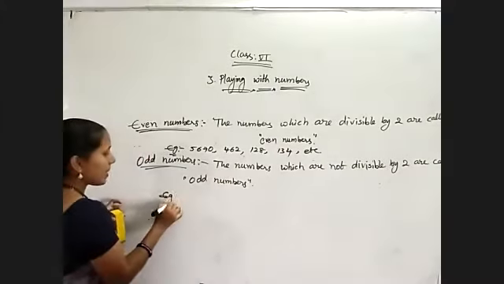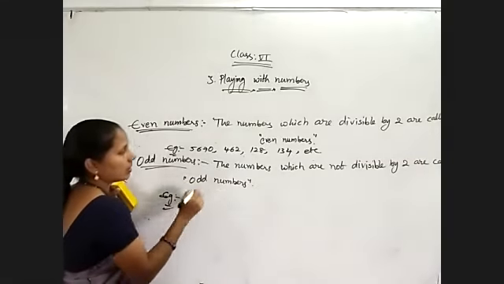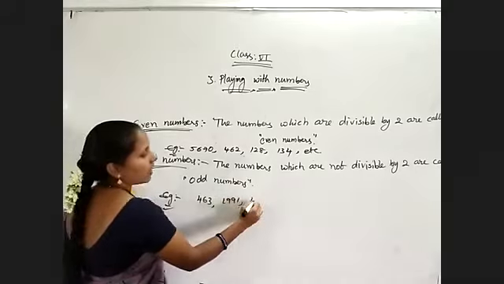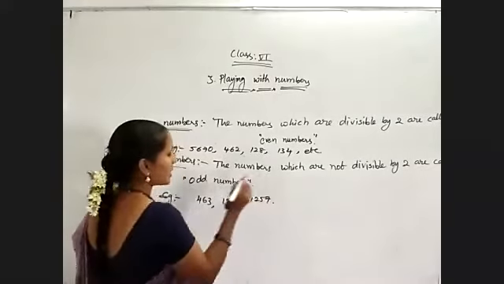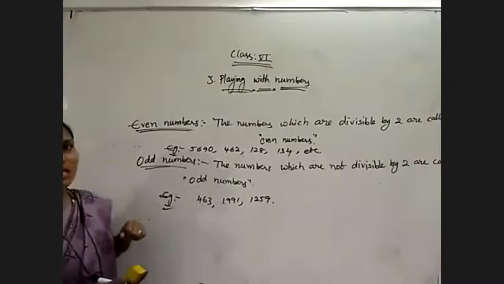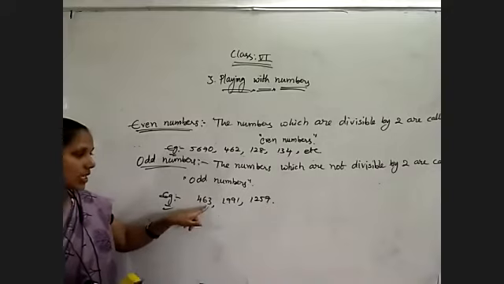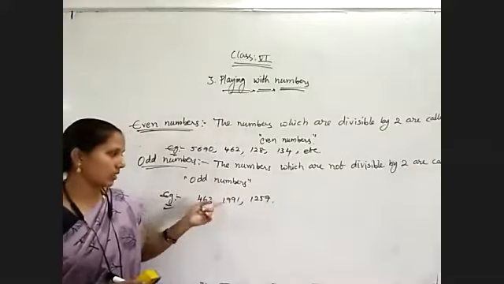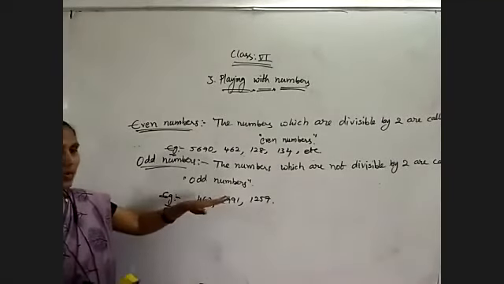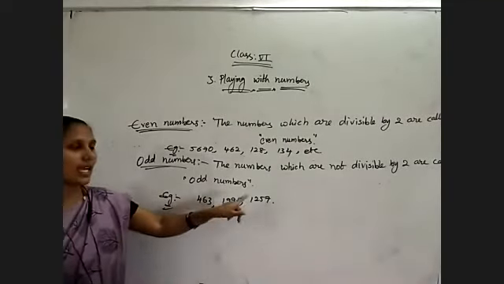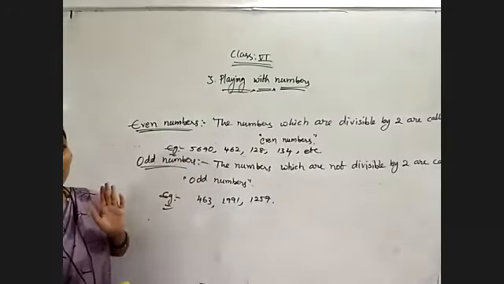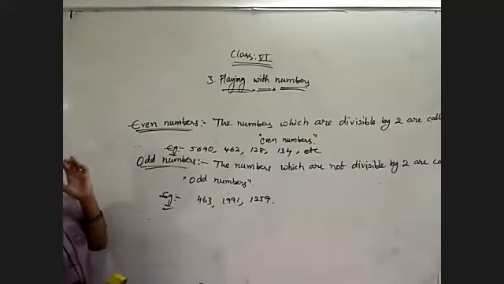For example, 463, 1991, 1257. Just observe, all these numbers are examples of odd numbers which are not divisible by 2, because in the units place we have 3, 1, 7. Right? 5, 9 also. If you are getting 1, 3, 5, 7, 9 in the units place, those are not divisible by 2. Okay. Now coming to the next.